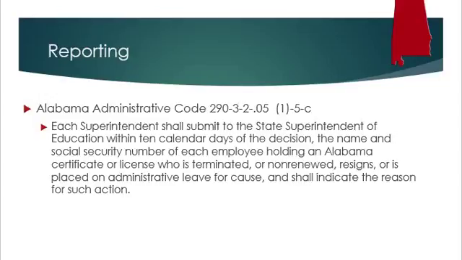Each superintendent shall submit to the State Superintendent of Education within 10 calendar days of the decision the name and social security number of each employee holding an Alabama certificate or license who is terminated or non-renewed, resigns, or is placed on administrative leave for cause, and shall indicate the reason for such an action.